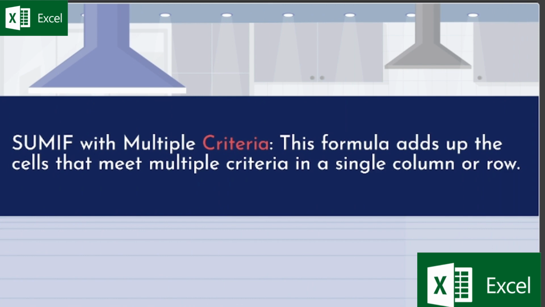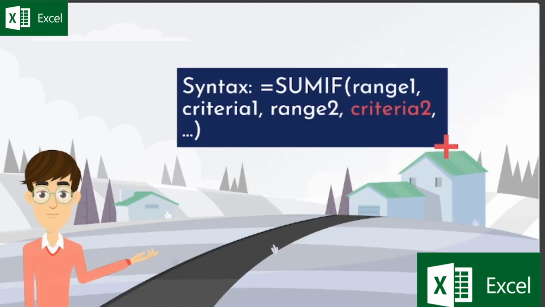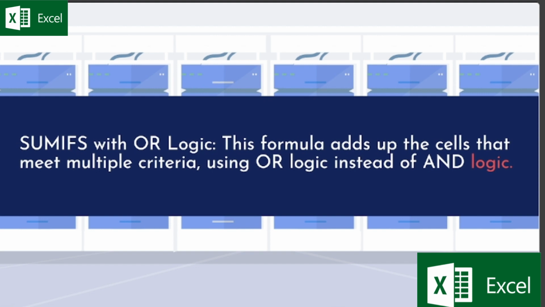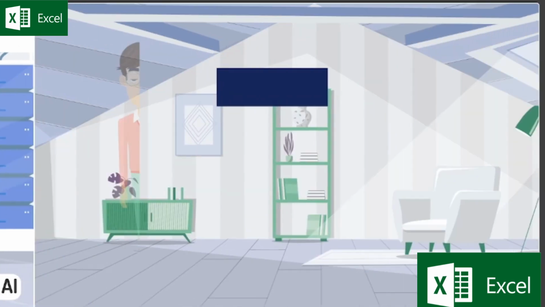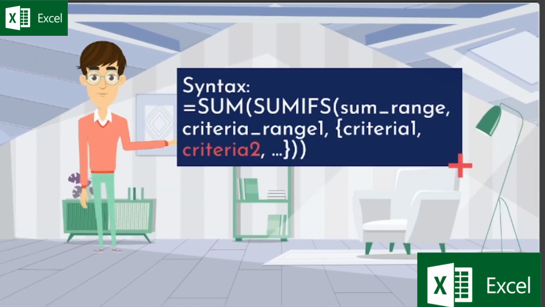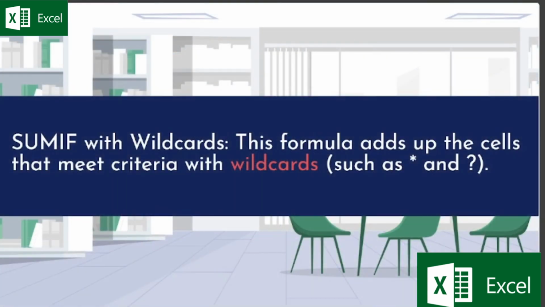SUMIF with multiple criteria. This formula adds up the cells that meet multiple criteria in a single column or row. Syntax: equals SUMIF(range1, criteria1, range2, criteria2). SUMIFS with OR logic. This formula adds up the cells that meet multiple criteria, using OR logic instead of AND logic. Syntax: equals SUMIFS(sum_range, criteria_range1, criteria1, criteria2).